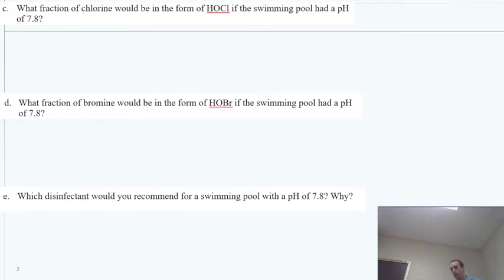Okay. So part C said what fraction of chlorine would be in the form of HOCl if the swimming pool had a pH of 7.8. So fraction of the total chlorine that would be in HOCl form. So what we're looking for is HOCl over the HOCl plus OCl minus. Right, that's the fraction that we're looking for. I think there was some confusion about that, a few of you. So that might have been the entire confusion if you didn't do this correctly. We do know that the H plus concentration is 10 to the negative 7.8.